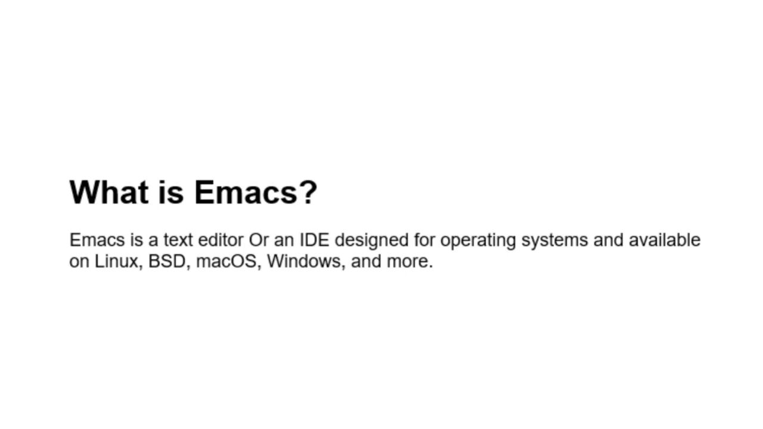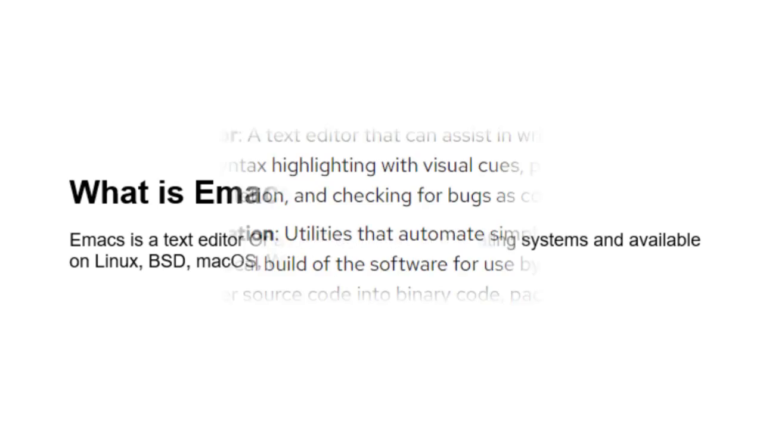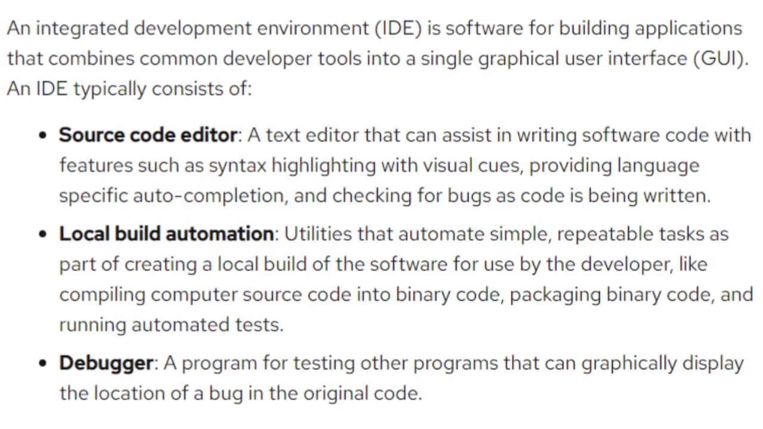What is Emacs? Simply put, Emacs is an IDE or a text editor. That's the easiest and simplest definition for Emacs. Well, Emacs is more than that, but that's the easiest and simplest definition. But for some of us, we may not have heard the word IDE before or even text editor.